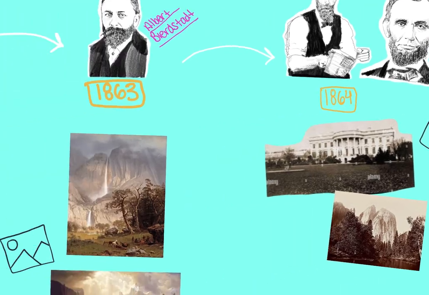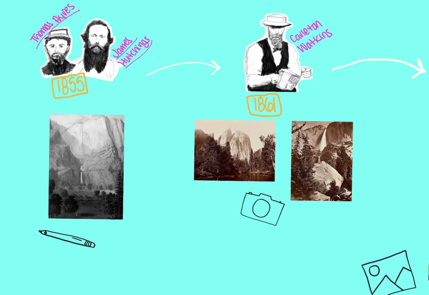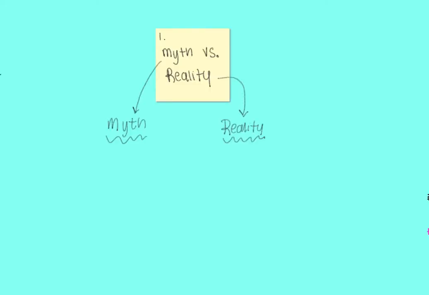Now we're going to pause from our timeline, get that out of the way for a moment here, and we're going to bring back our themes. All right, so theme number 1 is the myth versus reality of California. Myth versus reality essentially means that when we romanticize a place such as California, it creates a myth about it, often leaving out the realities of the place.